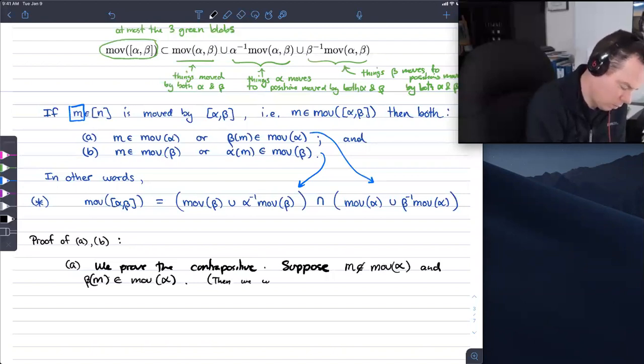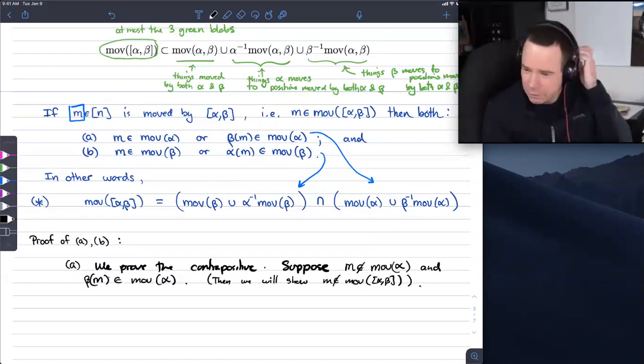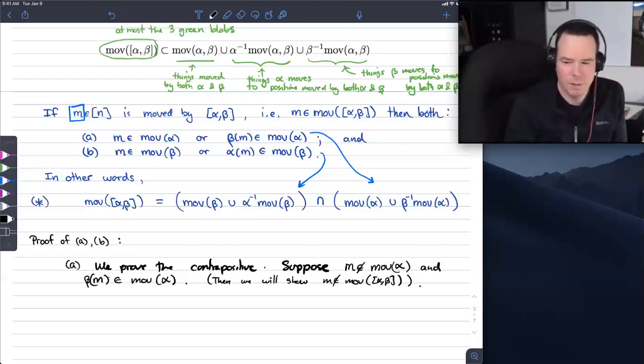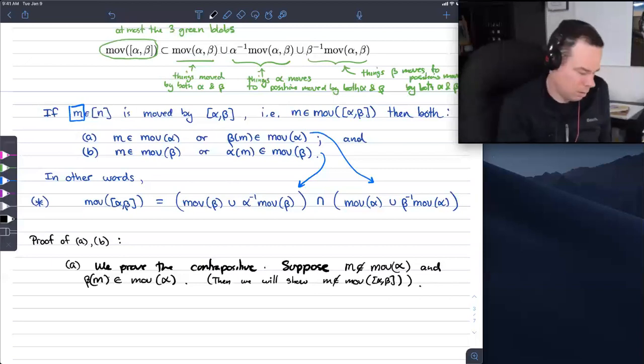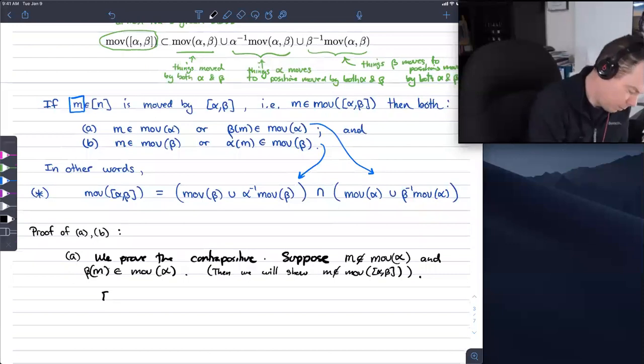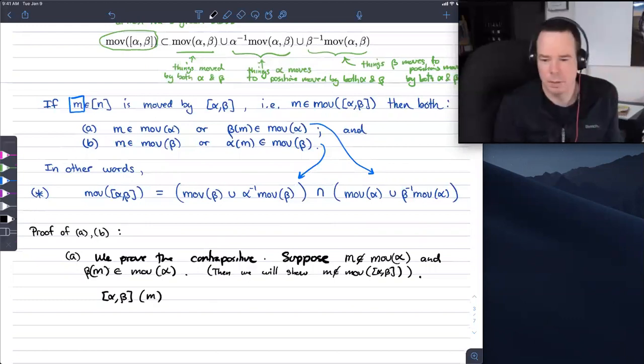Then we will show that M cannot be moved by the commutator. That's what we want to show. If it's not moved by alpha and beta of M is not moved by alpha, then it couldn't have been moved by the commutator. It wouldn't have got mixed up in the two moves as they're being done. So how do we do that? Well, we'll just see what happens when we apply the commutator to M.